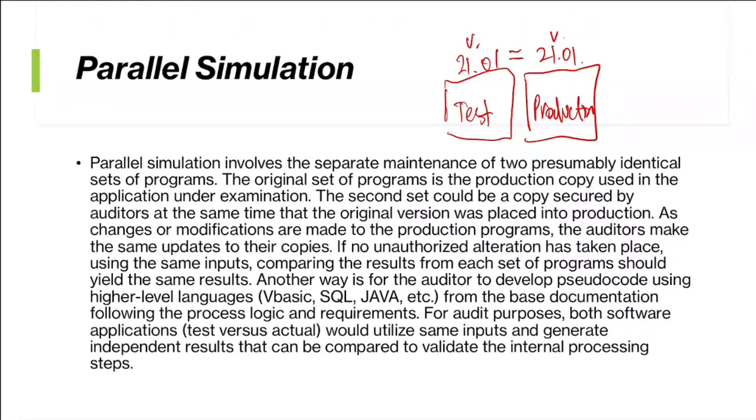As changes or modifications are made to the production programs, the auditors make the same updates to the copies. If no unauthorized alteration has taken place, using the same inputs and comparing the results from each set of programs should yield the same result. Another way is for the auditor to develop pseudocode using higher level languages from the base documentation, following the process logic and requirements. For the audit process, both software applications, test versus actual, would utilize the same inputs and generate independent results that can be compared to validate internal processing.